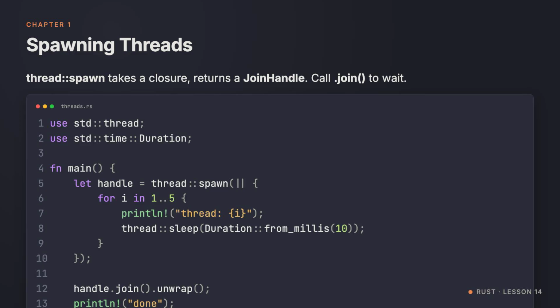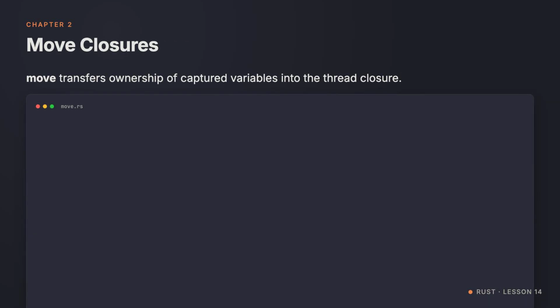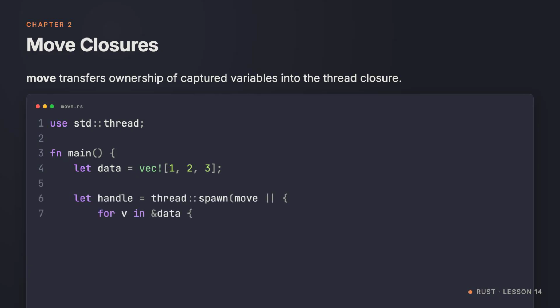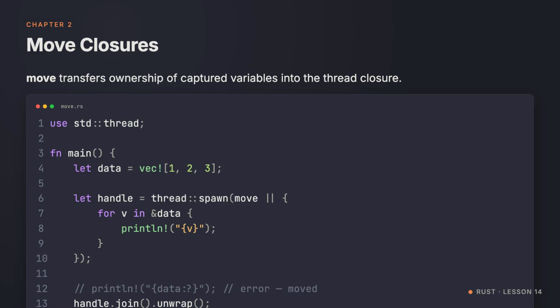When a thread closure captures a variable from its surrounding scope, that variable is borrowed by default, which creates a problem. The compiler can't tell how long the borrow needs to last, since the thread might run indefinitely. It also can't tell whether the original owner will still be valid when the thread actually uses the borrowed data. Rather than guess, the compiler refuses.